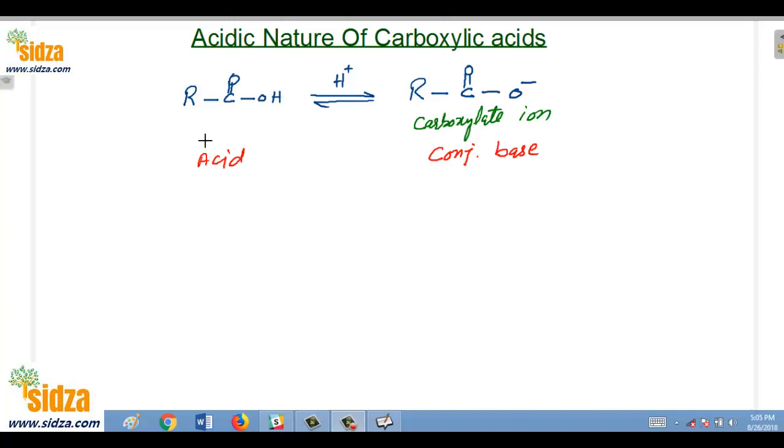Acidic nature of carboxylic acids. Carboxylic acids are by far the most acidic amongst all the organic compounds that we have studied so far. However, these carboxylic acids are much weaker acids if you compare them with the mineral acids like nitric acid, sulfuric acid, or hydrochloric acid.